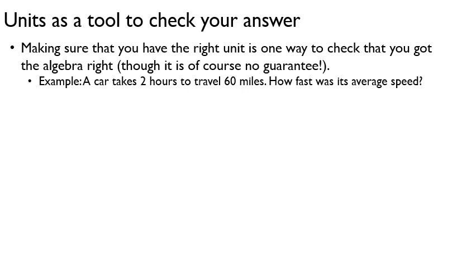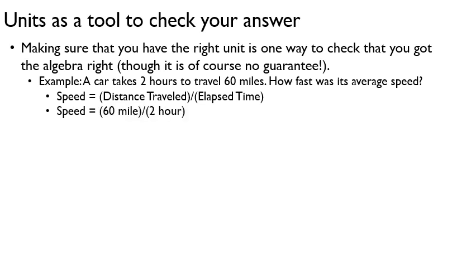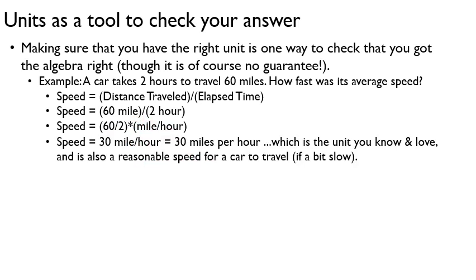So just as a basic example, let's say we have a car and we know that it takes 2 hours to travel 60 miles, and we want to know how fast its average speed was. So if we use the right equation, then the correct equation here is that speed is your distance traveled divided by your elapsed time. So our distance traveled is 60 miles. It took 2 hours to do this. So we have 60 divided by 2, and then our units, we can do algebra with the units. So we have mile per hour. So 60 divided by 2 is just 30, so we get our speed is 30 mile per hour, which we more commonly say is miles per hour.